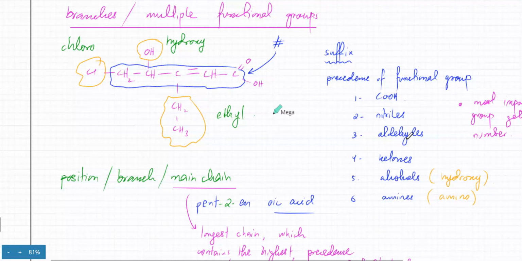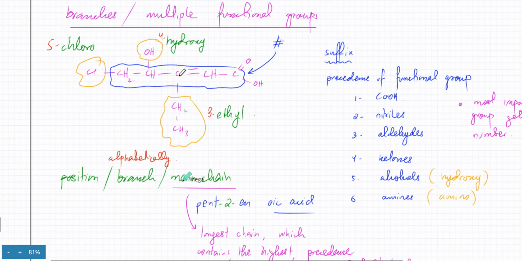And you have to position them. What's the position? You're going to count from this side. This is the most important group, so it should be given the smallest number. So it's 1, 2, 3. So ethyl is at position number 3. Hydroxy is at position number 4. And chloro is right at the end, at position number 5. So you have these 3 branches, and they are going to be written down alphabetically.